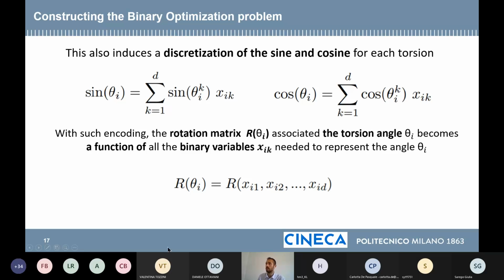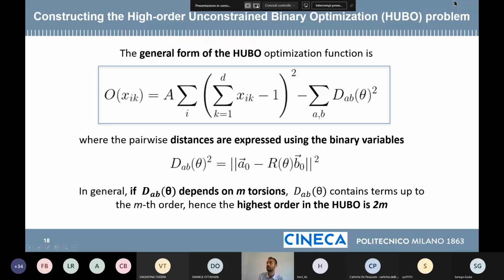So again, now the rotation becomes a function of, so it depends now on the binary variables that I introduced. Okay, so general form of the HUBO. I'm going to explain in a minute why we didn't call it QUBO, but HUBO. And so this is the general form of the HUBO. So this part is the constraint that you've seen before, and this is the optimization part.